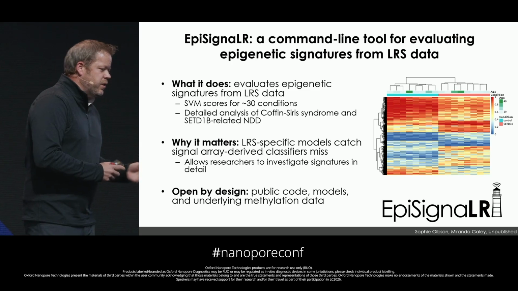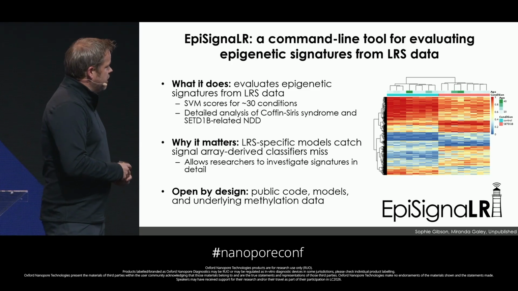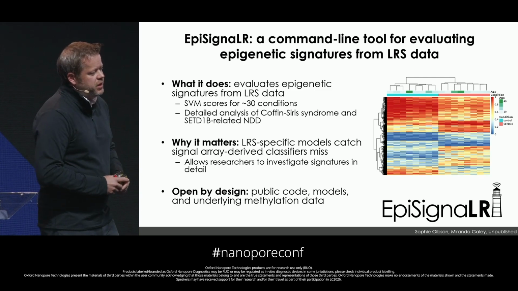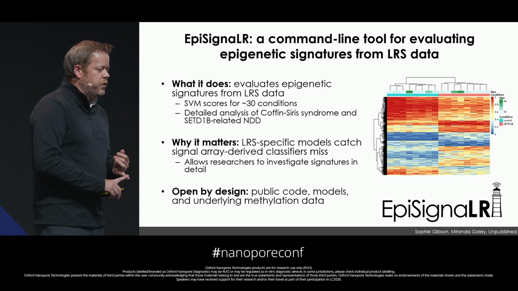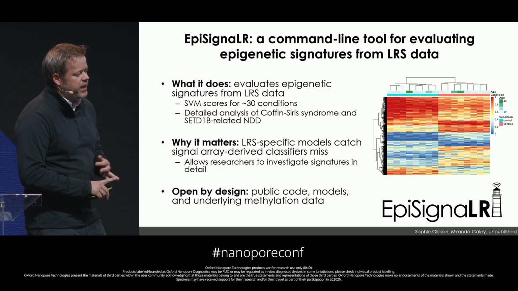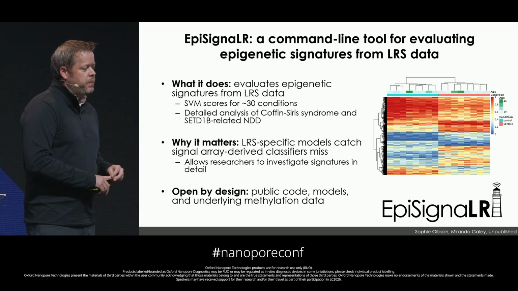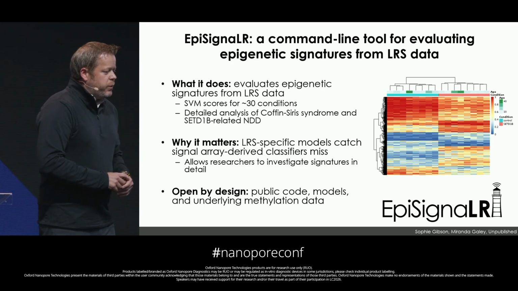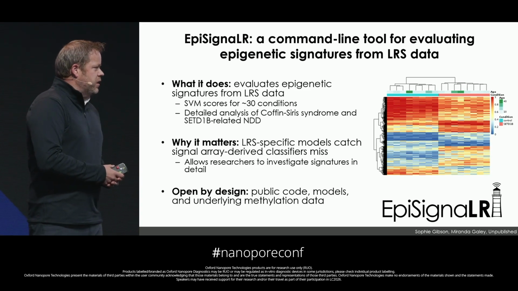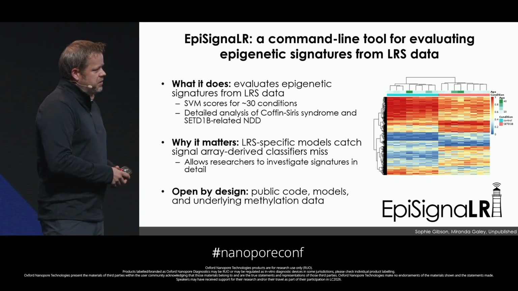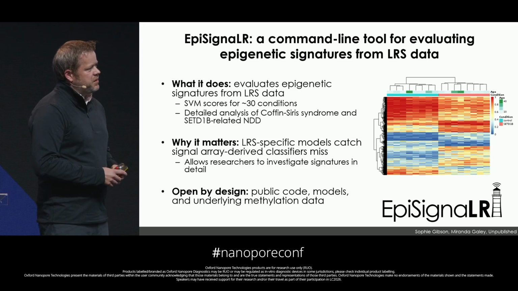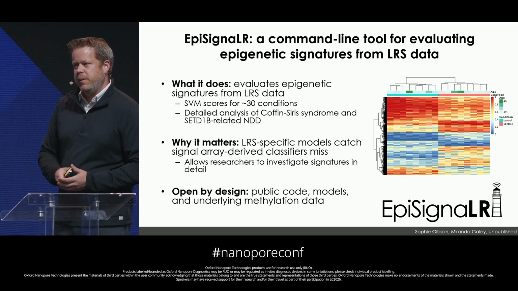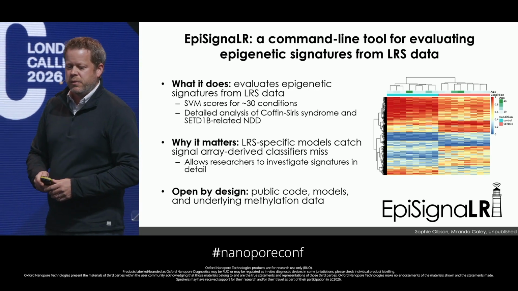So what is EpiSignaLR? It's a command line tool for evaluating epigenetic signature data from long-read sequencing data. What does it do? It will give you the signatures. It'll give you SVM scores right now for about 30 conditions, and it'll give you more detailed analysis of Coffin-Siris and SETD1B. You'll get things like heat maps, PCAs, SVM scores, et cetera. Why do we need it? It's so that we can better understand these conditions. I've sent methylation testing before, gotten results back that don't make sense, and I don't have a way to understand why they don't make sense. That's not really fair to the patients and the families that I see in clinic. This is our effort to rectify that.